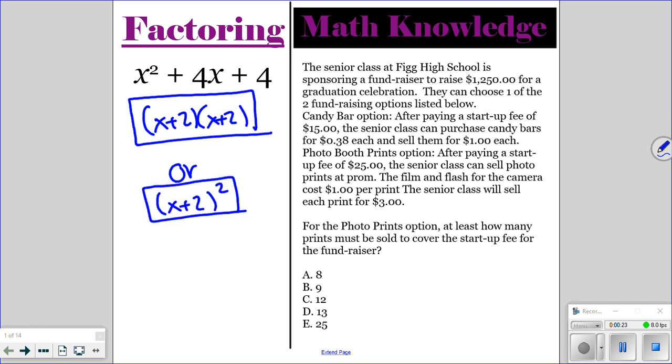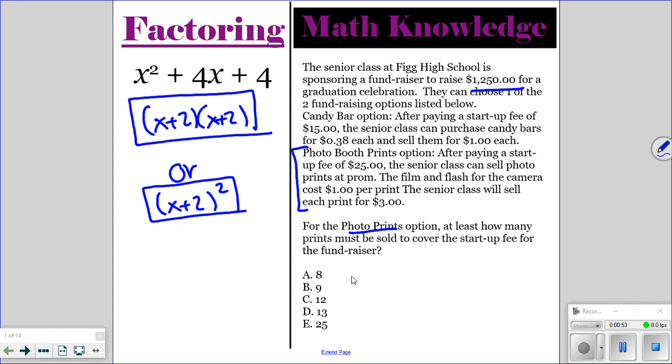Okay. For the math knowledge question, we are trying to raise $1,250, and we can either do a candy bar or the photo booth. And down here it says for the photo booth, after paying a startup fee of $25, they sell them for $3 and they cost $1 to print. So how many prints must be sold to cover the startup fee?